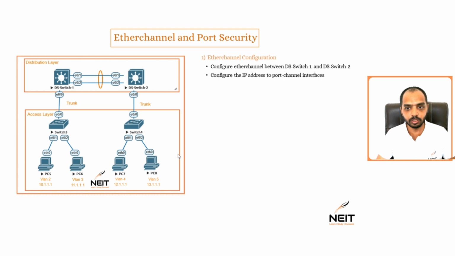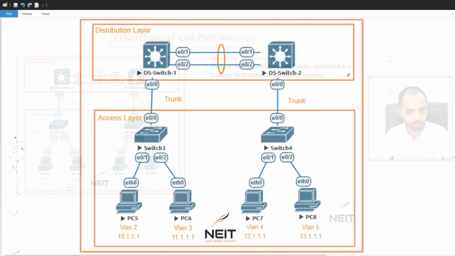So today we will be configuring the EtherChannel. The first task is that we have to configure the EtherChannel between DS switch 1 and DS switch 2. After that we have to configure the IP address on the port channel interfaces. So let's start the configuration.